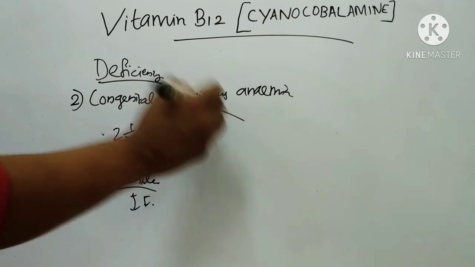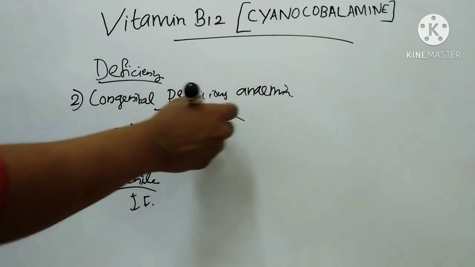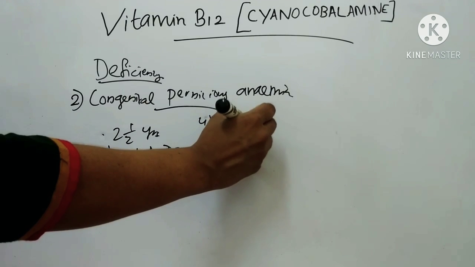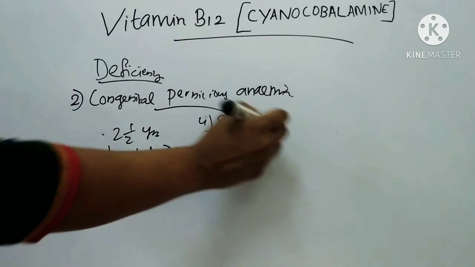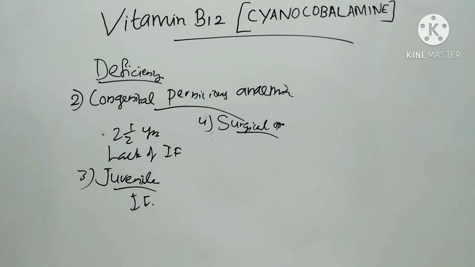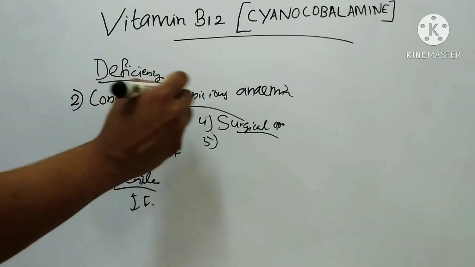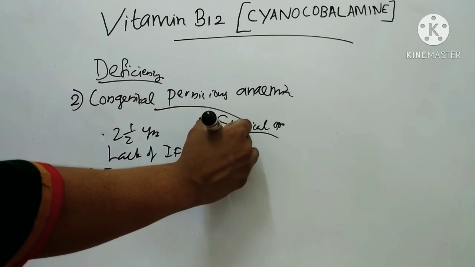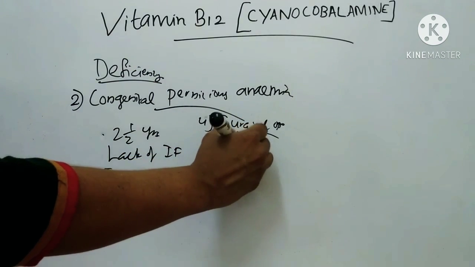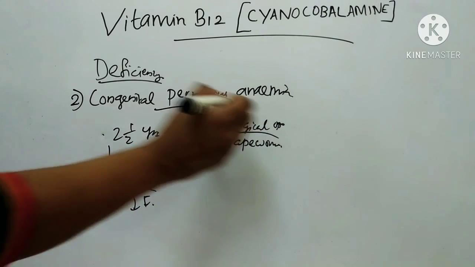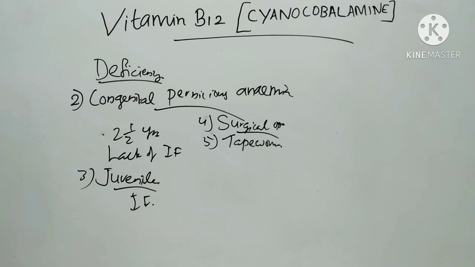Then the fourth one is following surgical operations. It is seen in total gastrectomy, then extensive resections of small intestine. Next one is tapeworm infection of the GI tract. So these are the deficiency manifestations.